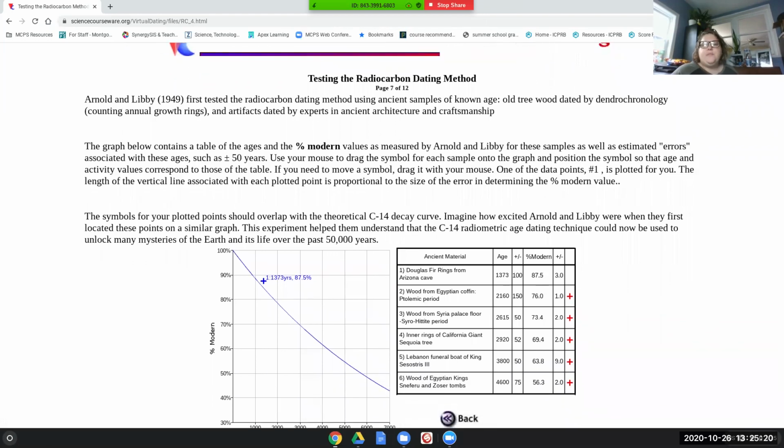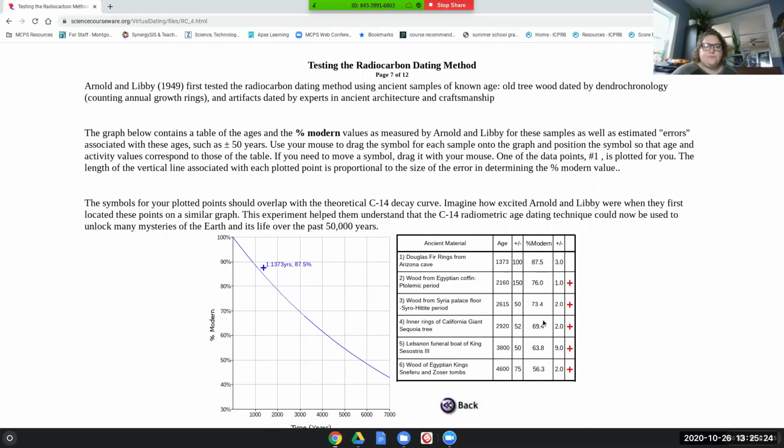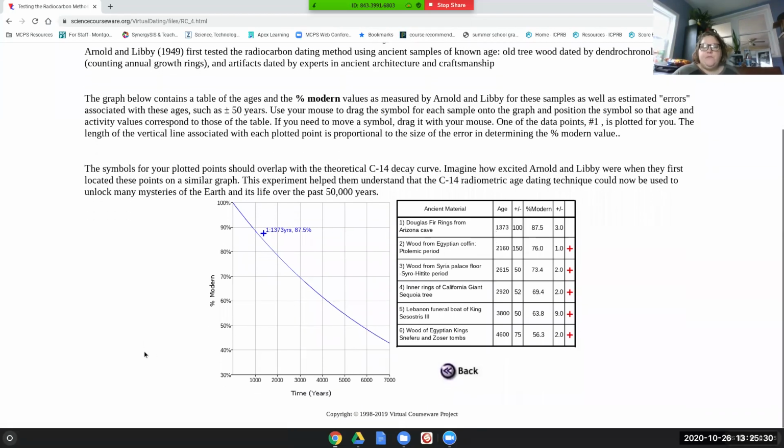So now we're going to plot these points over here. This is percent modern, and this is the time in years. So my percent is 76, and my age is 2160. Oh, and you'll know you're in the right place when it just goes blue when you let go of it.